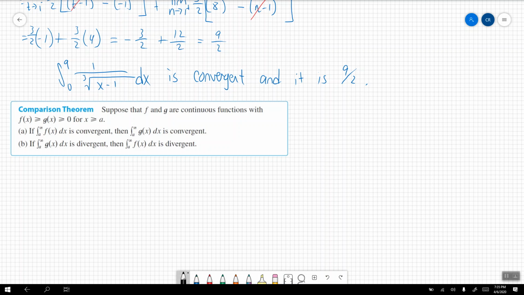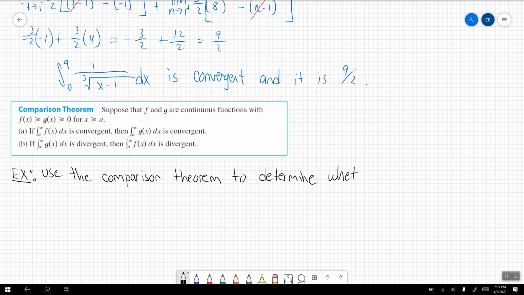All right, so we're going to go through some examples here. We're going to use the comparison theorem to determine whether or not the integral is convergent or divergent.